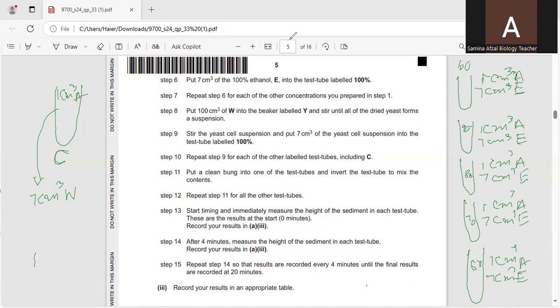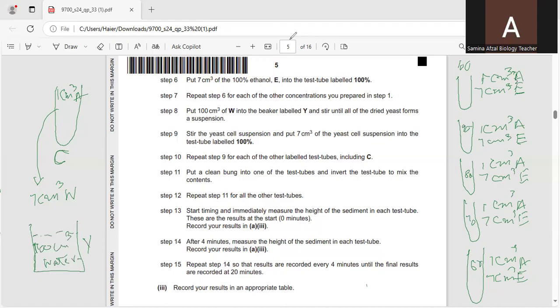This is the beaker. It was labeled Y. And we have to add the 100 cubic centimeter of water because Y was the dried yeast, and we have to make a solution of the dried yeast by adding 100 cubic centimeter of water into it. Now we have 100 cubic centimeter of water, dried yeast solution. Now it is dissolved into it.